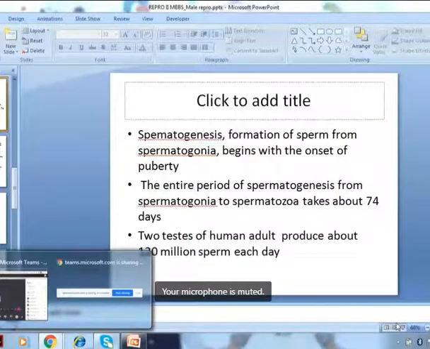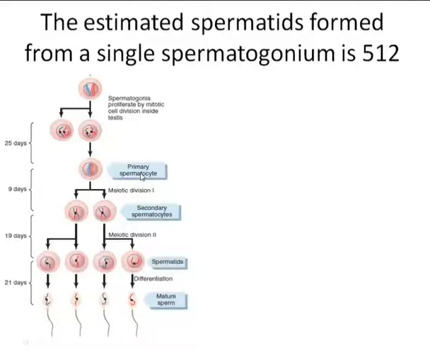All these steps will occur when the person reaches the pubertal stage. The primary spermatocyte matures from spermatogonia and then undergoes meiotic division one to form the secondary spermatocytes. The diploid number of chromosomes, 2n, will become n. So the chromosome number is reduced here. From primary to secondary spermatocytes, the first meiotic division occurs, and the 2n is converted into n.